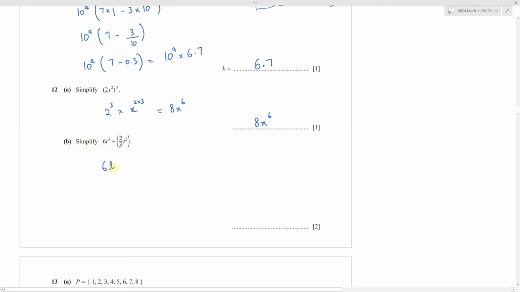Part B is simplify this. So I can write it down as 6t cube divided by, so this is actually 2t squared over 3. So this t square is in the numerator. Now I can change this division sign into multiplication, and I will take the reciprocal, so 3 over 2t square. So 2 times 1, 2 times 3, t square will cancel out, and this will be left with t power 1. So 3t multiplied by 3 will be 9t. So this answer here will be 9t.